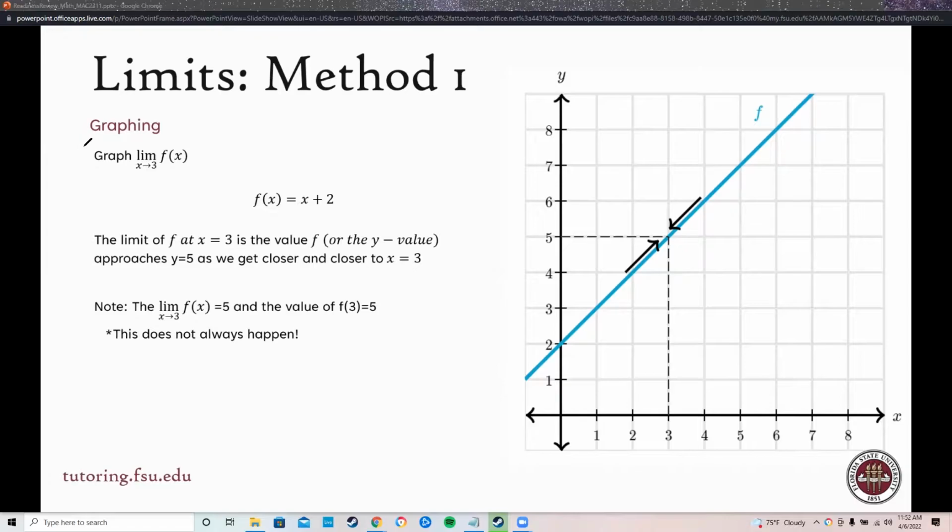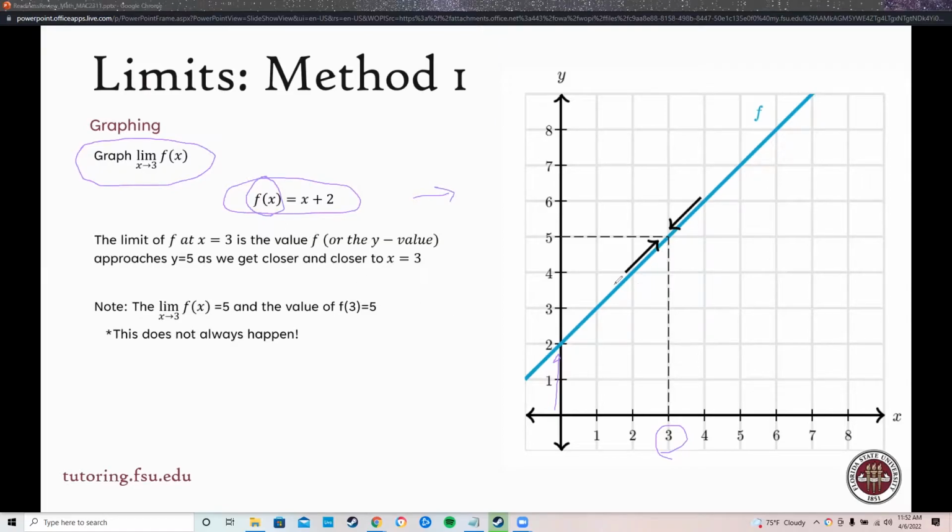If we're again asked for the limit of f of x as x approaches 3, we're told that f of x is x plus 2. So it's just a linear graph boosted up 2 points. We have graphed this to the right here, just a 1-to-1 graph boosted up 2. We're looking at the x value 3, and we're looking for the limit of f of x as x approaches 3, meaning we're looking for the y value when x is 3 for this graph.